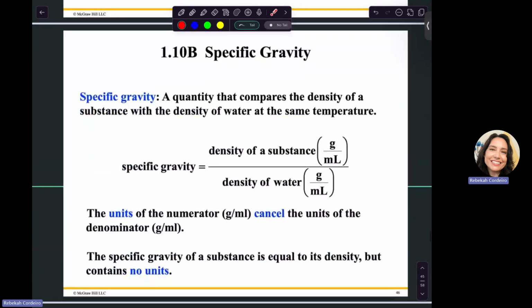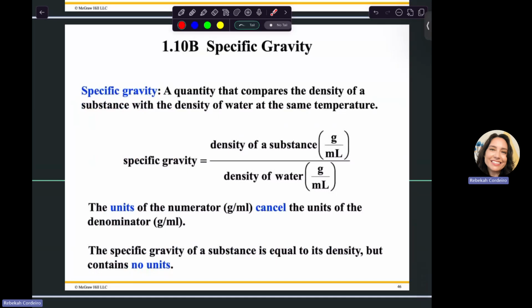Specific gravity is more of a real world kind of thing. Sometimes we want to compare the density of a substance to the density of water at the same temperature. So if this were water, what would its density be? Or if I compared it to water at this temperature, what would its density be? Specific gravity is like if you were to put that substance in water, would it float or would it sink? If its density is greater than the density of water, it would sink. If its density is less than the density of water, it would float.